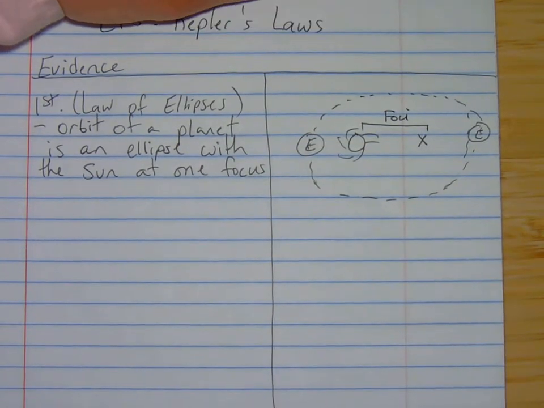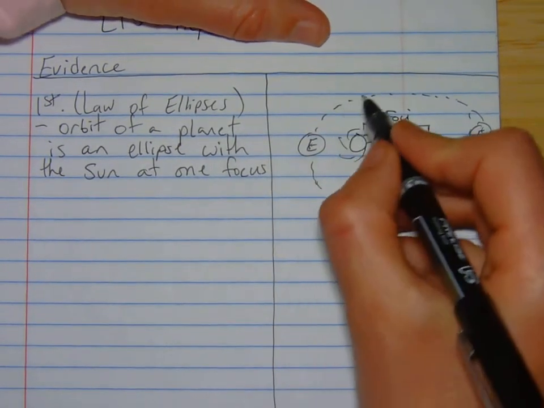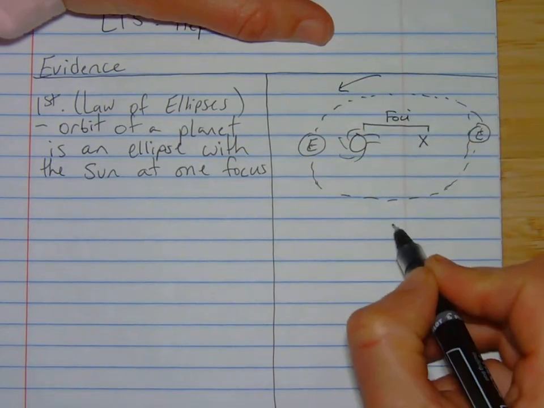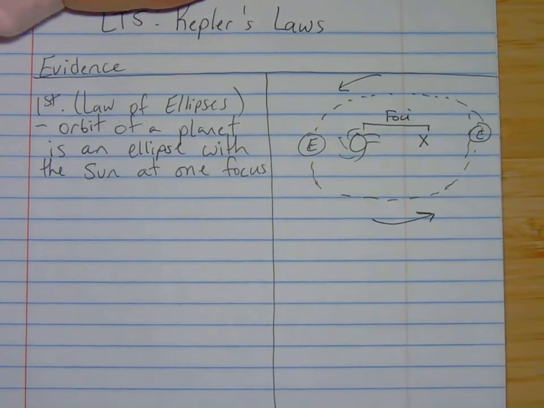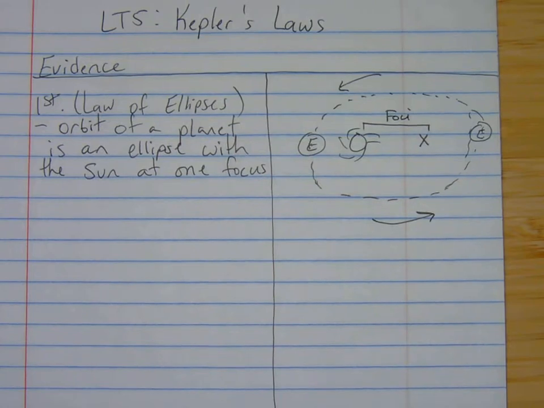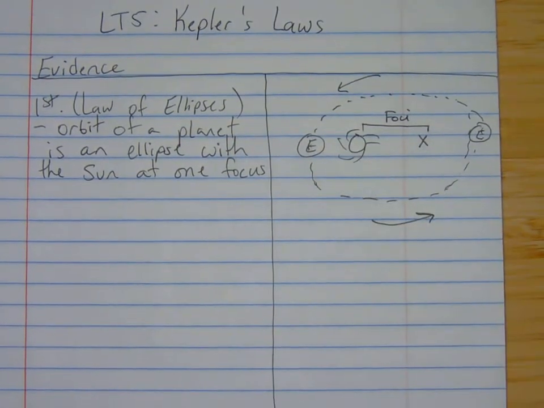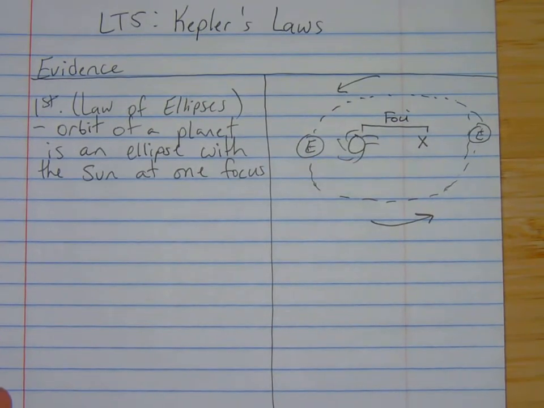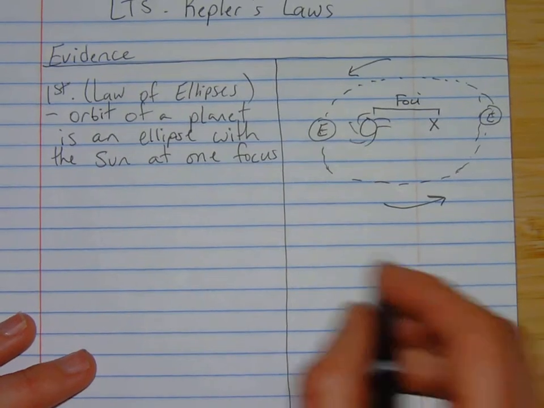From Solar System Explorer, hopefully we remember that all of the planets orbit in a counterclockwise direction. The first law is just saying that that shape is an ellipse, and that the sun is one of the foci. That's it for the first law. Very straightforward. Not so much with the second and third.